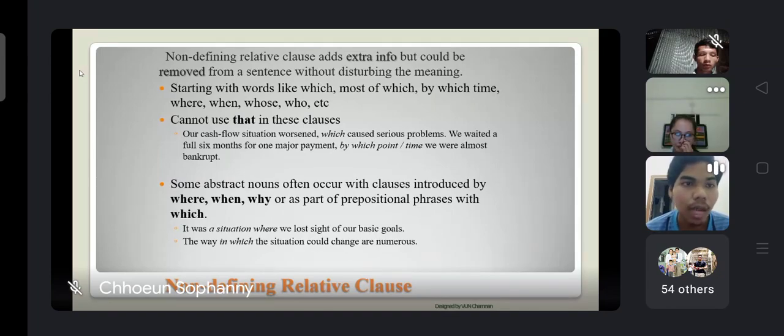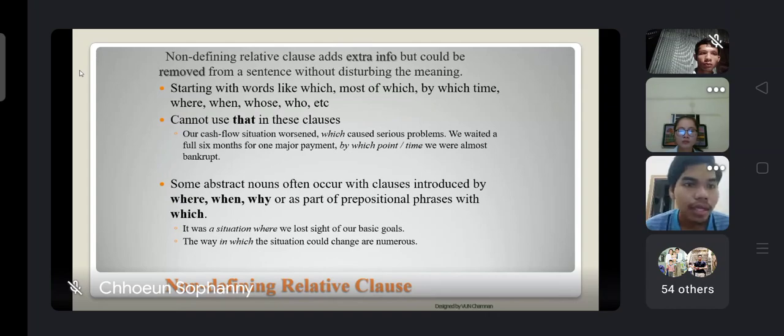For example, our cash flow situation worsened, which caused serious problems. We waited a full 6 months for one major payment, by which point or by which time we were almost bankrupt. So over here we don't use the word that. We replace it with which, by which point or by which time.